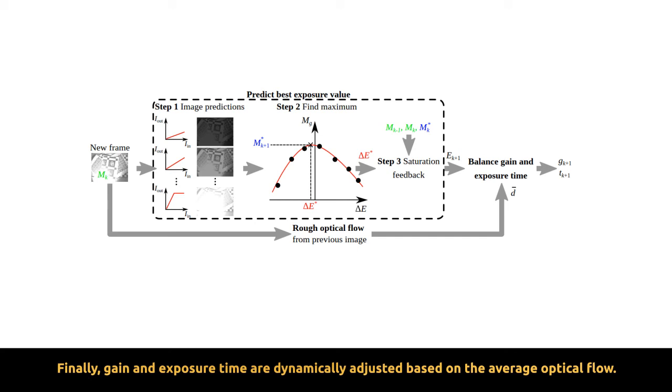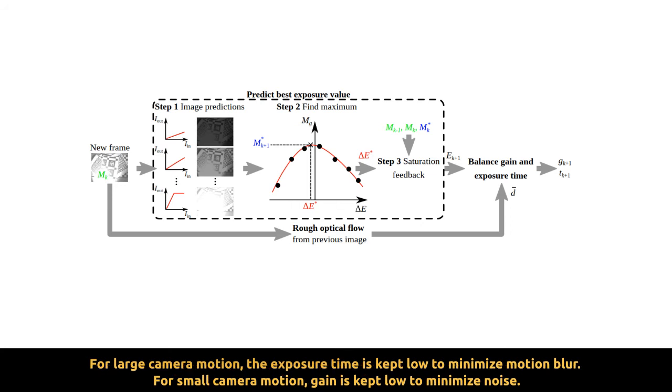Finally, gain and exposure time are dynamically adjusted based on the average optical flow. When the camera motions are large, the exposure time is kept low in order to minimize motion blur. For small camera motion, gain is kept low instead to minimize noise.